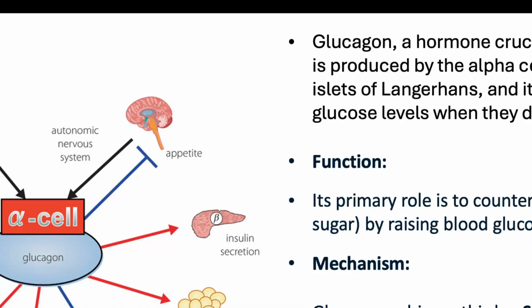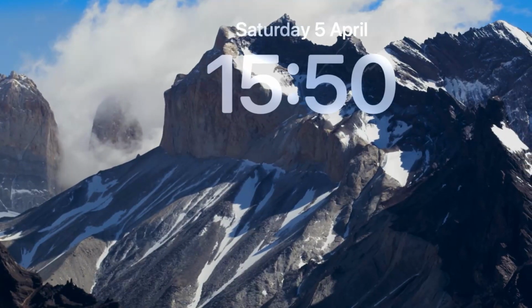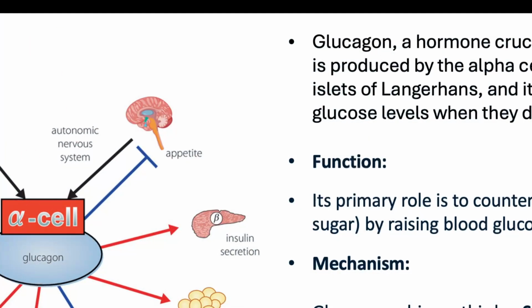So blood glucose signals the alpha cell to produce glucagon, which then signals the liver for glycogenolysis, gluconeogenesis, amino acid metabolism and ketogenesis for glucose output. And alpha cells release glucagon, which inhibits the appetite, and through the autonomic nervous system from the brain it stimulates the alpha cell to produce more and more glucagon.